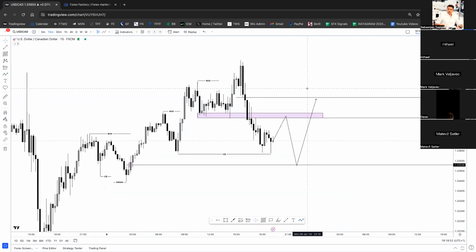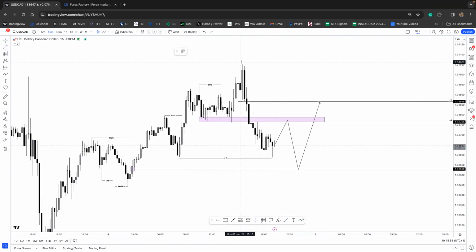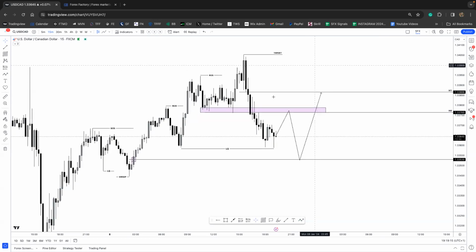Now, where we can target: the first target obviously is going to be this H1 order block, 50%. And the next possible target can be this daily high, okay? Because this high was today's high. So obviously we are targeting previous session highs, lows, or previous day's highs and lows, okay? Always like that. Okay, so this is the possible target.